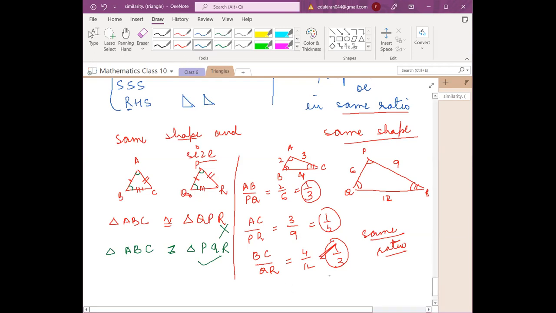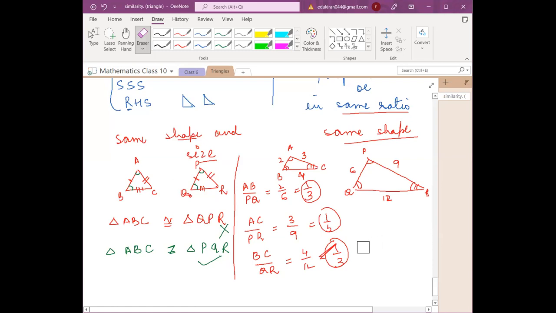Now how to write it? For example, if you know the angles, by angle it becomes easy to write, right? Angle A is equal to angle P, so that means triangle ABC will be similar, this is the sign of similarity, to triangle PQR, right? Okay, but if you don't know the angles, what will happen then?